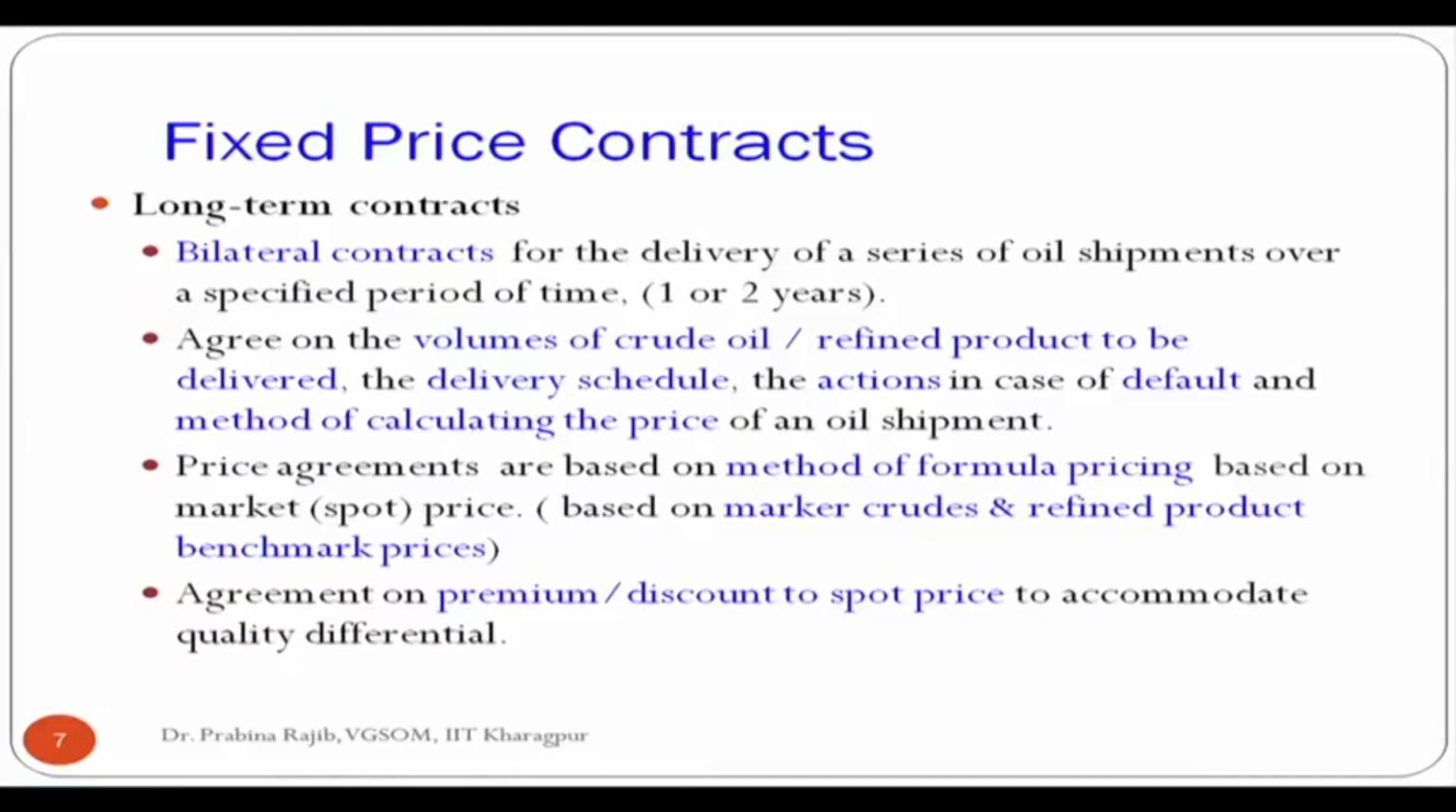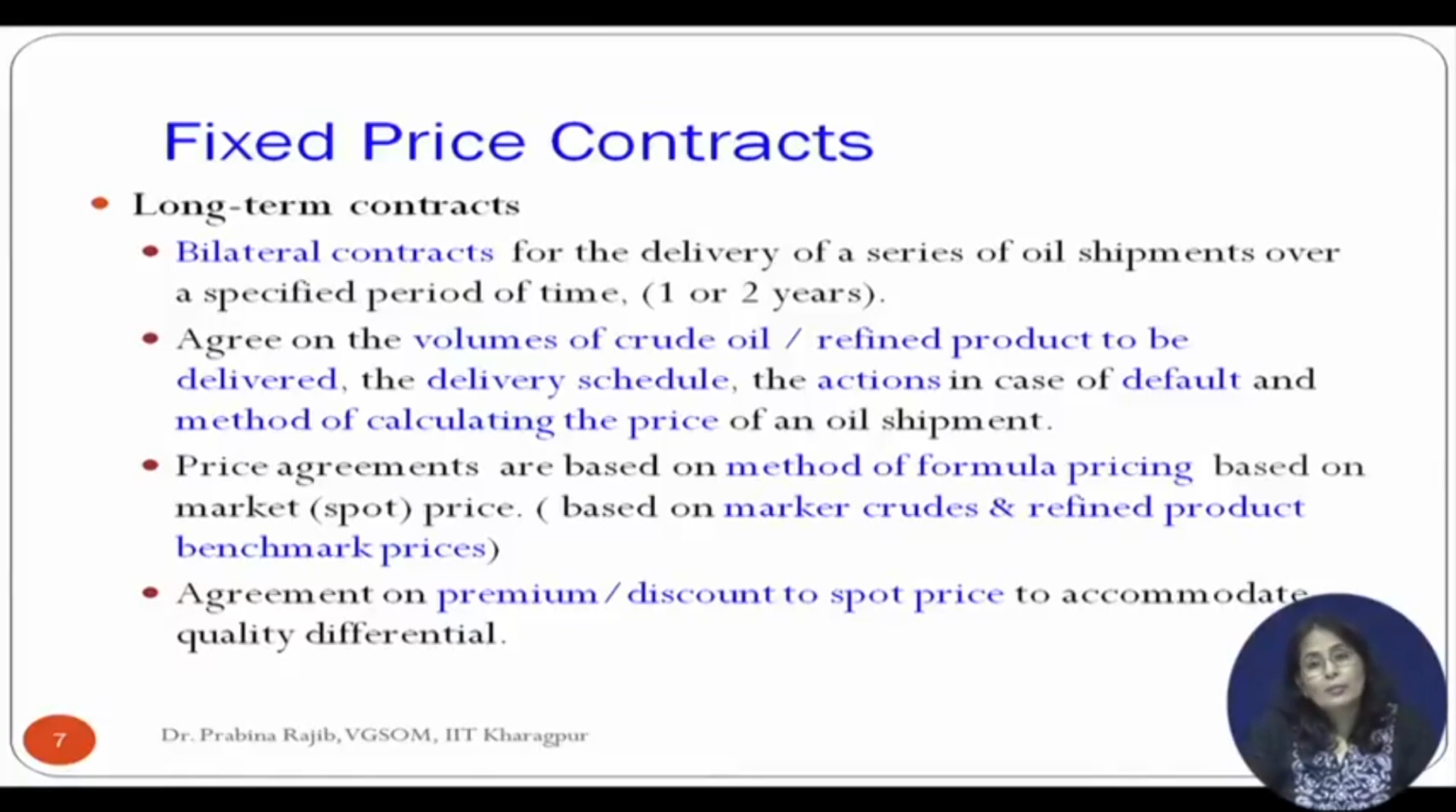So what exactly is a swap? Let me first explain the fixed price contract, and then we'll go to the swap. So what exactly is a fixed price contract? A fixed price contract is a forward contract, nothing more or less than what we have discussed with respect to forward contracts. So it's a bilateral contract for delivery of crude oil or refined product. Buyer and seller enter into a contract.